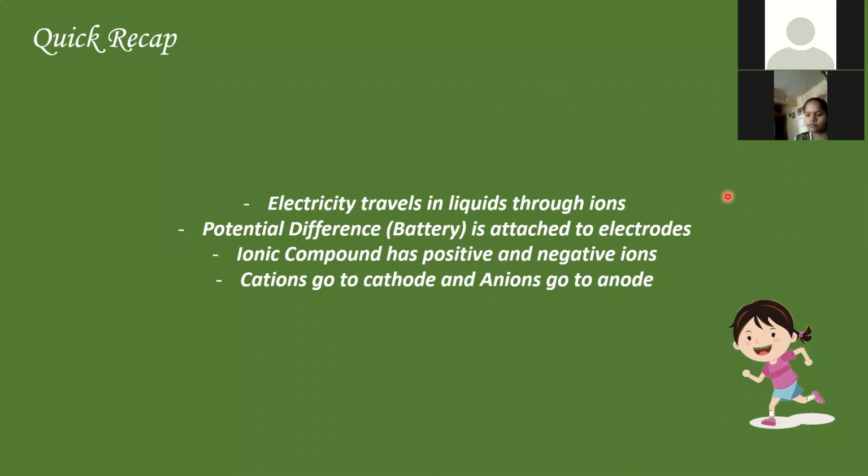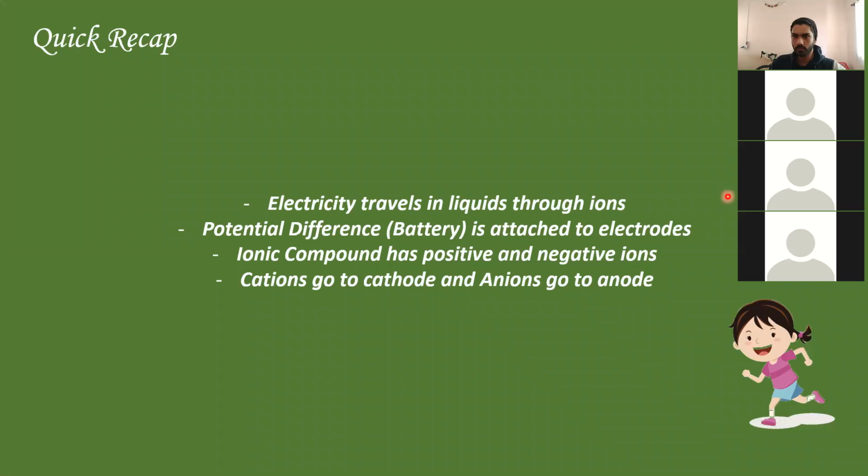Go ahead. Cations go to cathode and anions go to anode. Thank you so much, Radha. So yeah, cations go to cathode, anions go to anode.